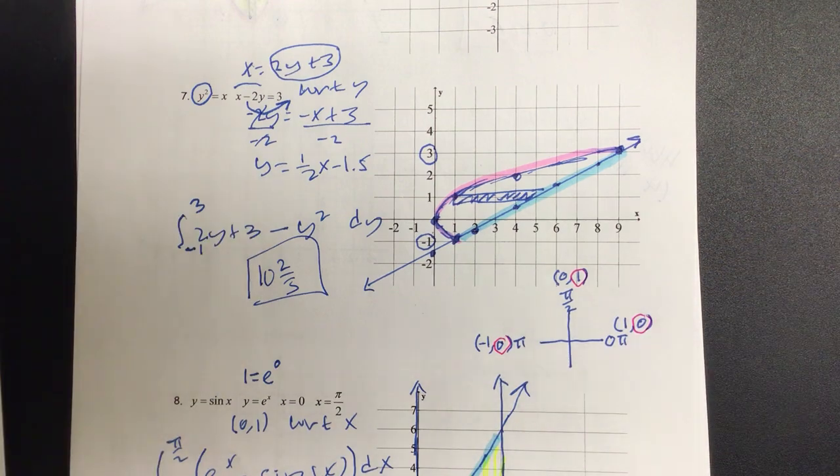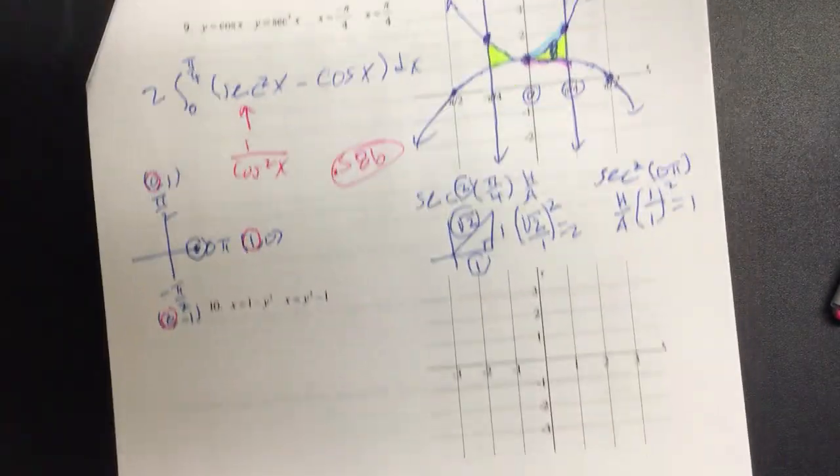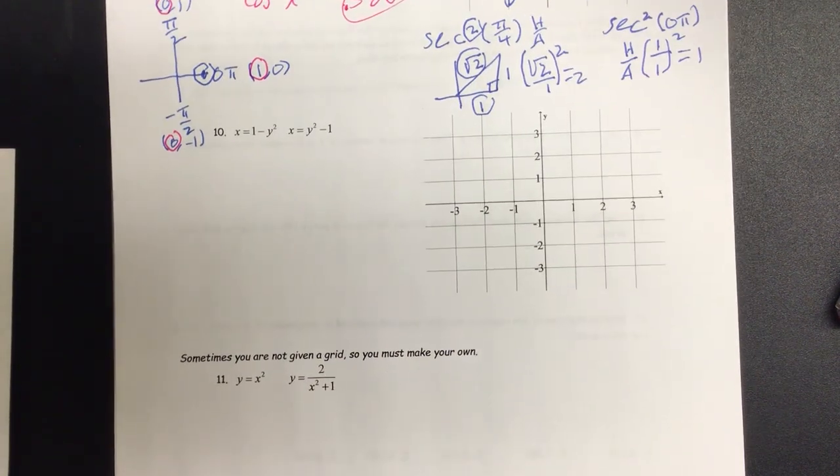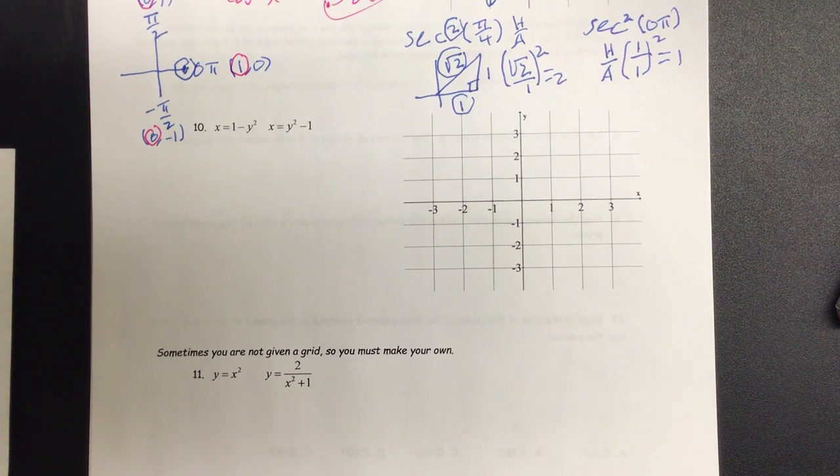Now let's go to number 10. Number 10 is another parabola. Okay, y'all ready? Let's start graphing.